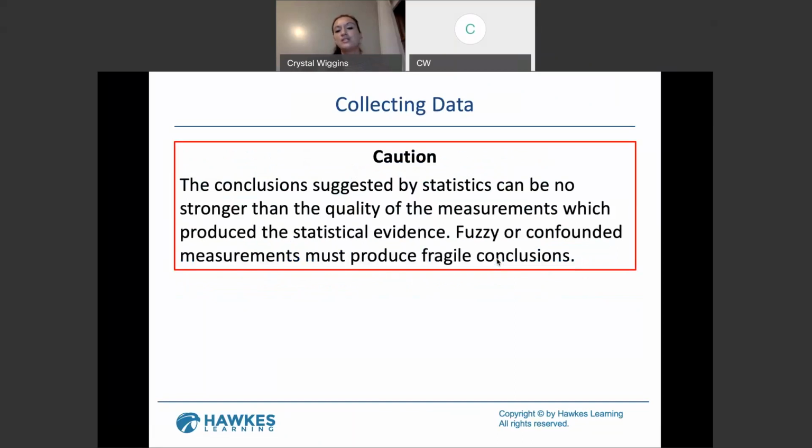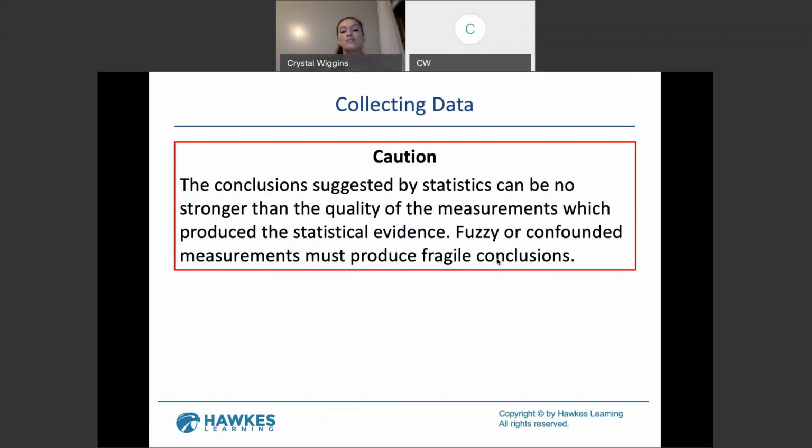Okay, so the conclusions suggested by statistics can be no stronger than the quality of the measurements which produce the statistical evidence. Fuzzy or confounded measurements must produce fragile conclusions. So, what does this mean? This means you just have to be careful with the experiment, and you can do everything right in how to set it up, but life still does like to surprise us. And if we know there were confounding variables that may not have been managed very well in your experiment, you just have to keep that in mind when you're building your conclusion.